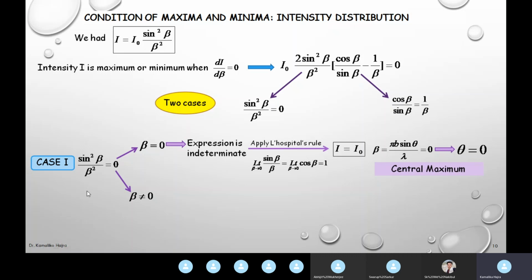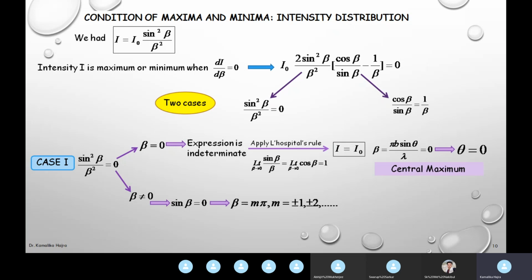Next, we move on to the case where beta is not equal to 0. In this expression, even if beta is not equal to 0, but sine beta is 0, it will still make sine square beta by beta square equal to 0, which will still be a condition for maximum or minimum. Beta equal to 0 we can see has given us a maximum. Let's see what beta not equal to 0 gives us. Now beta not equal to 0, sine beta equal to 0. What does that mean? Beta equal to m pi.